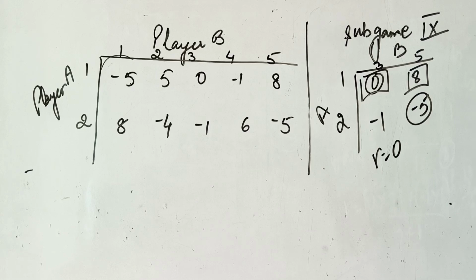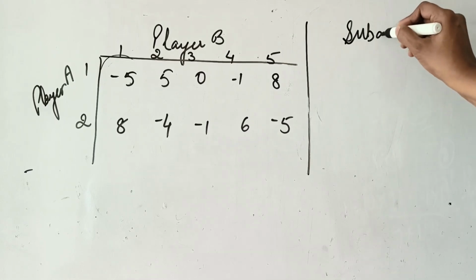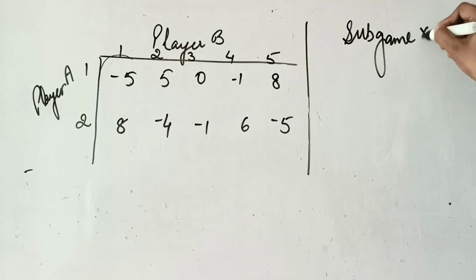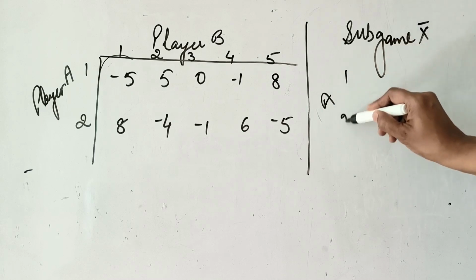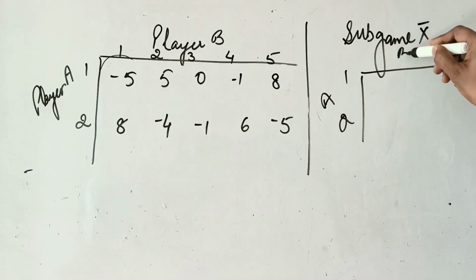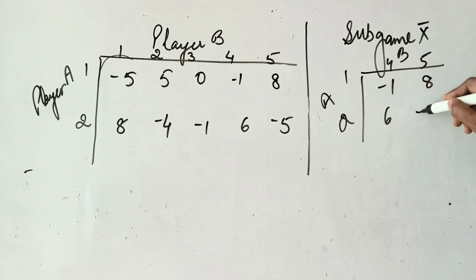Let us make the next subgame. Now coming to subgame number 10. For subgame 10, we are done with the third strategy. We have finished doing this with the fourth and fifth. Now only this is left, 4 and 5. So player A, first and second strategy. Player B, fourth and fifth strategy. Minus 1, 8, 6 and minus 5. Now let's check whether it has a saddle point. No, it will not have a saddle point.